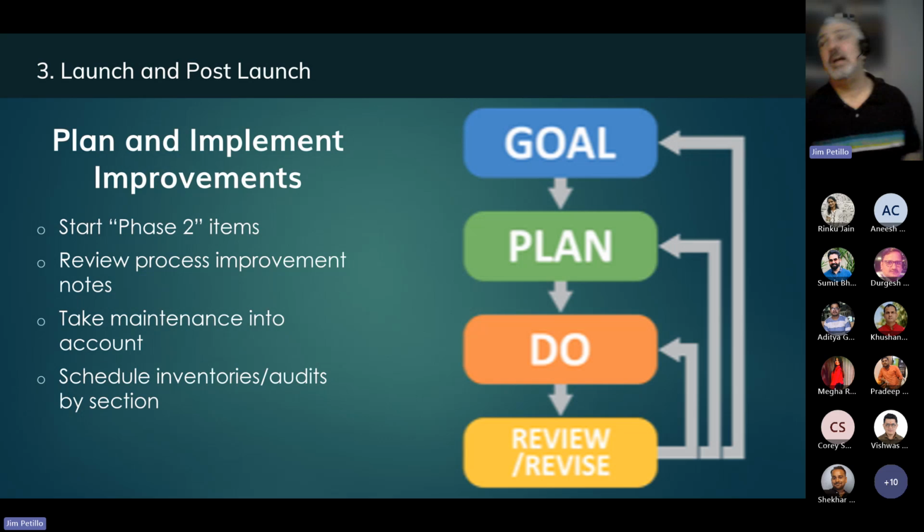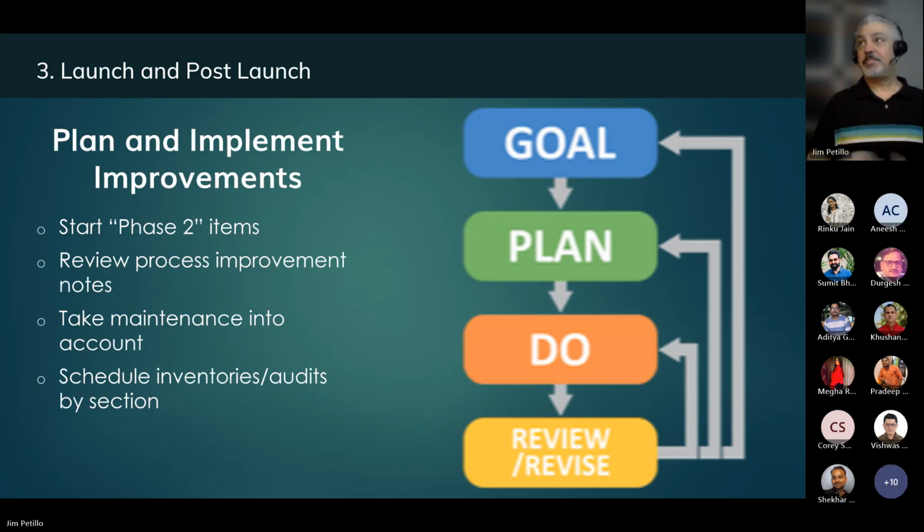And then finally, it's time to do the iterative work on your site. So you're going to start on your phase 2 items and turn your process improvement notes into action items, and then take maintenance and your new content creation into account. And schedule regular inventories, audits, and reviews of your content by section to ensure that you're going to be keeping true to the site goals that you set at the start.